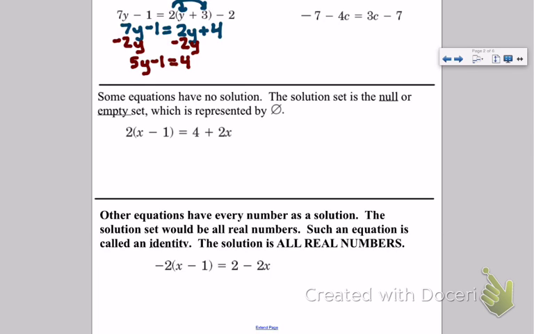Now I need to get my numbers on the other, so I'm going to add 1 to both sides because that's the opposite operation. And I'm left with 5y equals 4 plus 1, which is 5. When I divide both sides by the coefficient, since it's the opposite of multiplication, I get y equals 1.